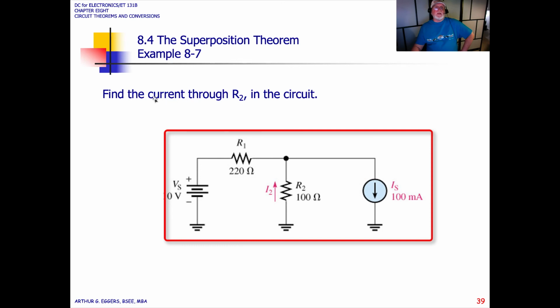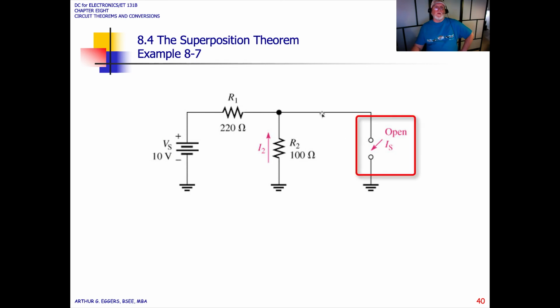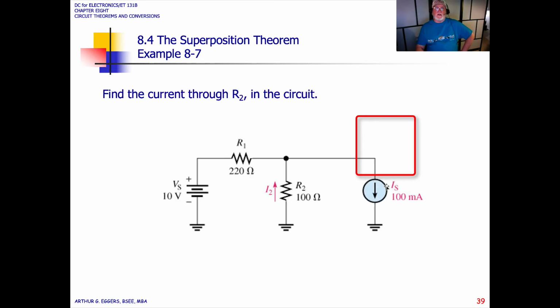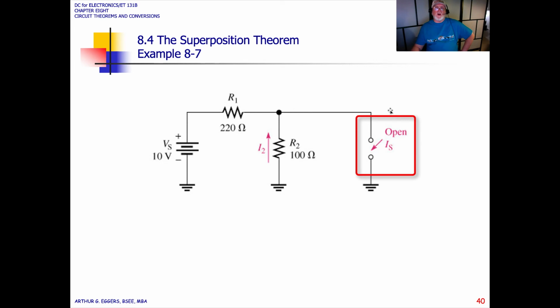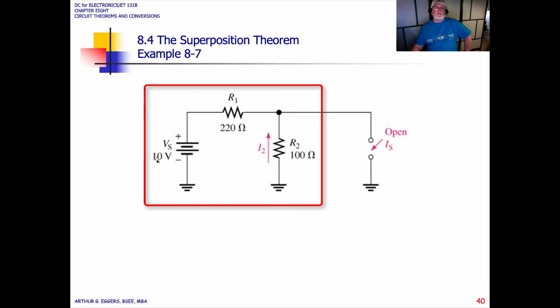In this case, find the current through R2 in the circuit, but now we have a current source and a voltage source. A current source is going to require us to do something a little different. With a current source, we open the source, and in doing so, this whole path disappears because there's no current. So all we're left with is any current coming from V source, 10 volts, and the drops related to these two resistors, R1 and R2.